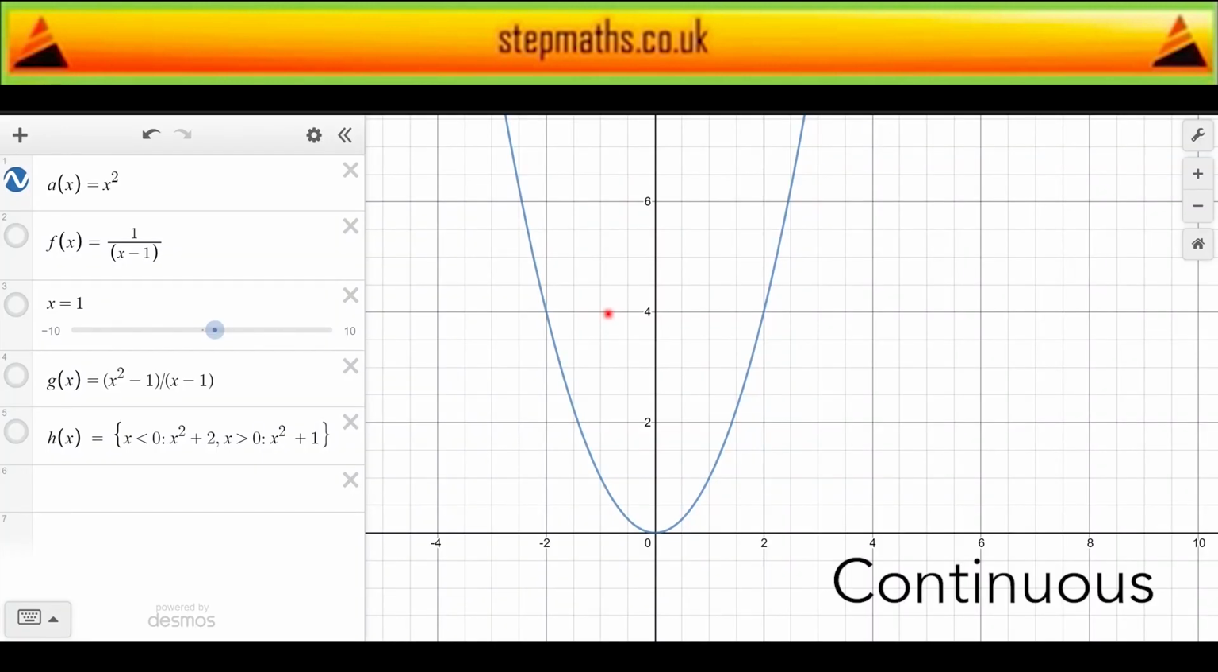But first, what is a continuous function? Well, if I was going to sum it up in one word, it would be joined. And if I was going to sum it up with a description, it would be, you should be able to draw this function without your pen ever having to leave the paper.